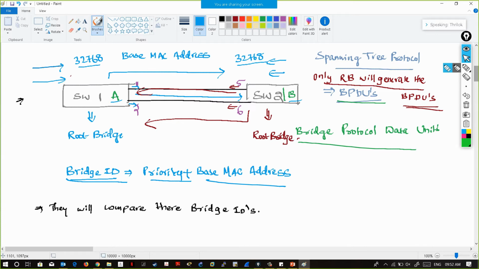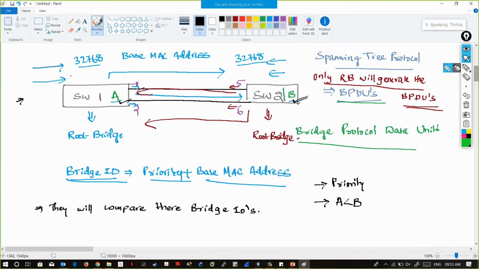Okay. Now they are comparing it, right? In comparing, what will they see first is, first they will check priority. And if the priority matches in the bridge ID, then they will go for the base MAC address. Now both are having the same priority, then they will go for base MAC address. So switch 1 is having base MAC address A and switch 2 is having base MAC address B. So A is lower than B.